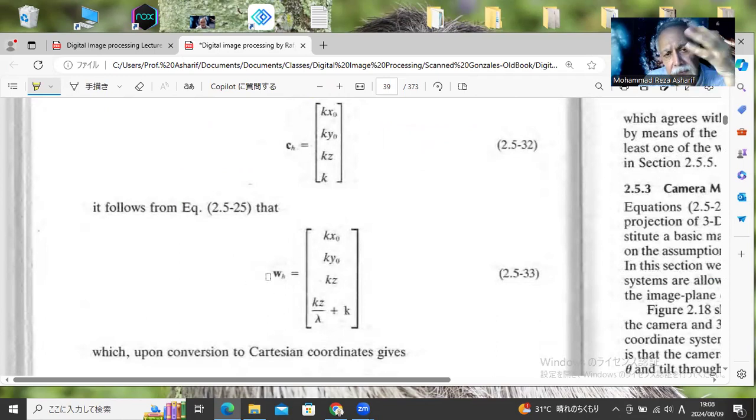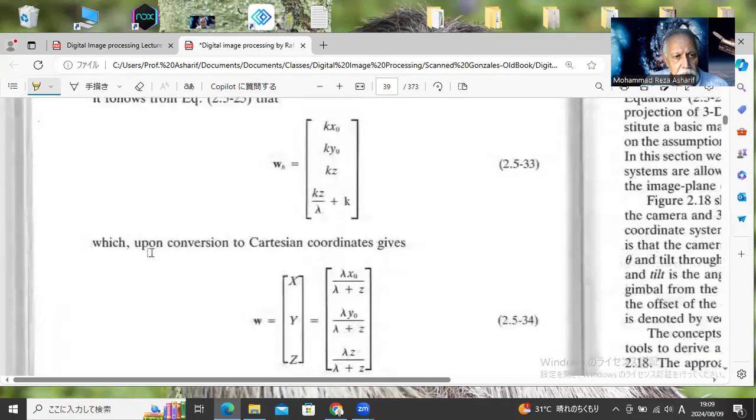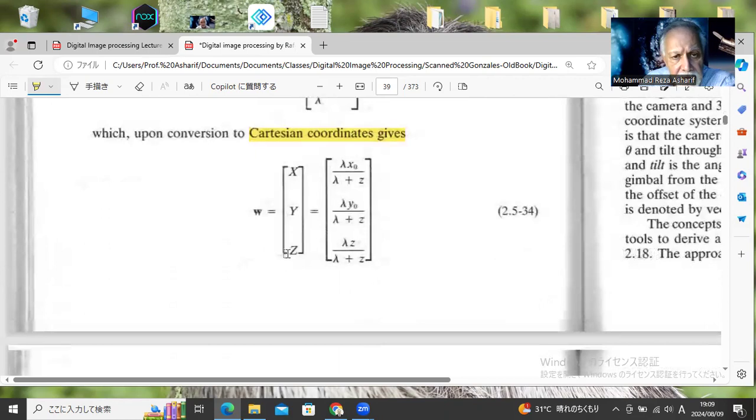If we multiply the inverse perspective transformation, this one, which we convert to Cartesian, we divide each one by the last one. So x, y, z is this. We don't need this one, but anyway, it is here, okay? But anyway, this is important. So now I will explain more here.